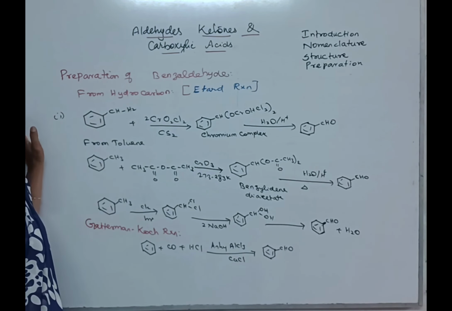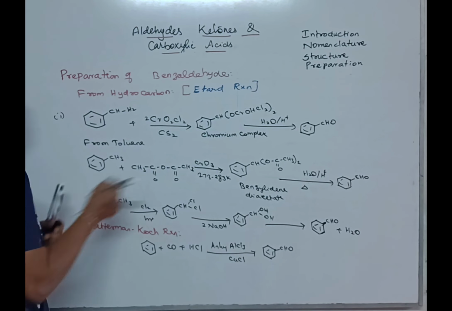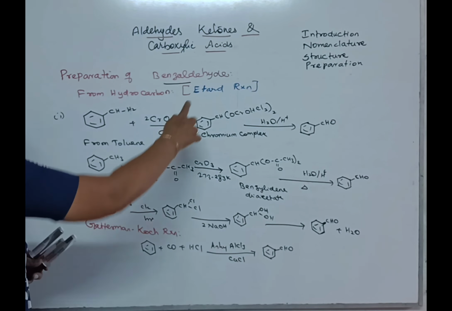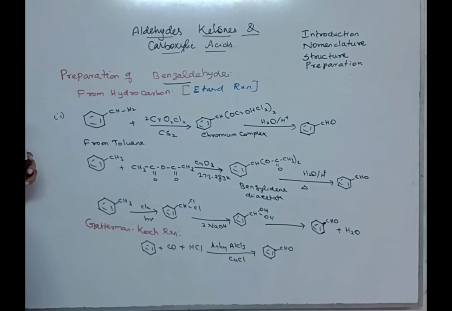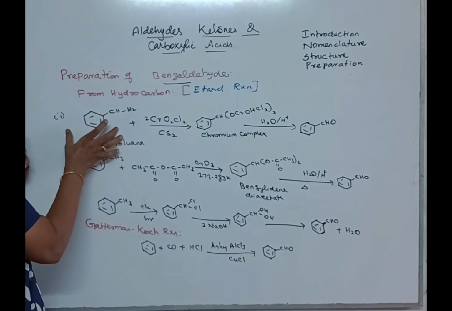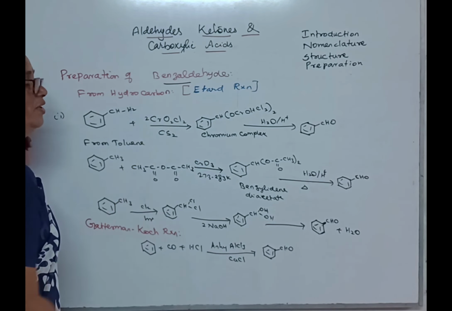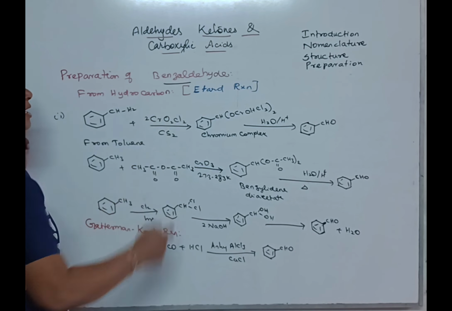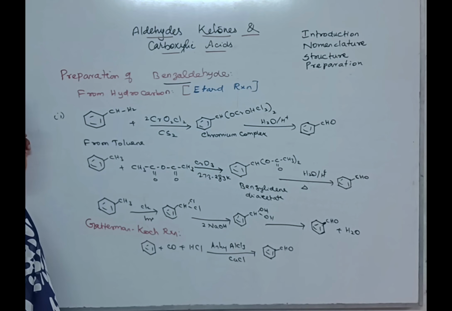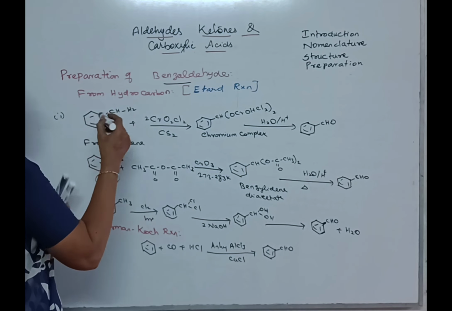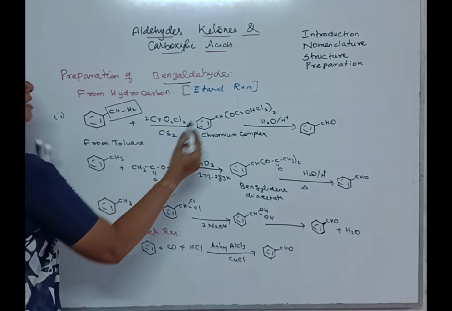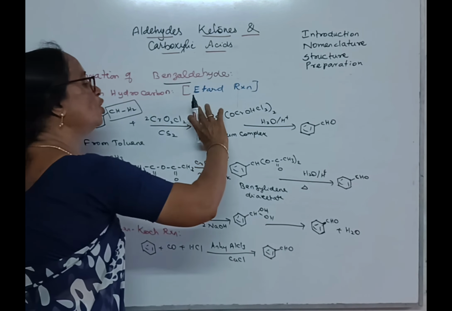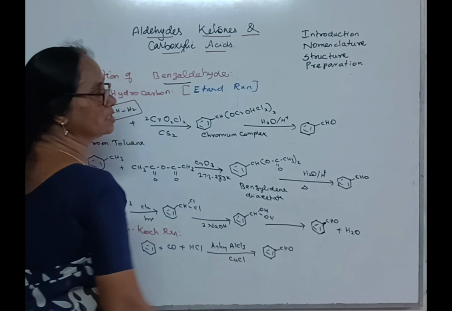Preparation of aromatic aldehyde, say benzaldehyde. The first method of preparation of aromatic benzaldehyde is the Etard reaction. In Etard reaction, we are going to take toluene. When toluene is treated with chromyl chloride in presence of carbon disulfide, this chromyl chloride is actually an oxidizing agent. So this oxidizes the methyl part into the chromium complex of the toluene derivative. Followed by hydrolysis, we are getting benzaldehyde.